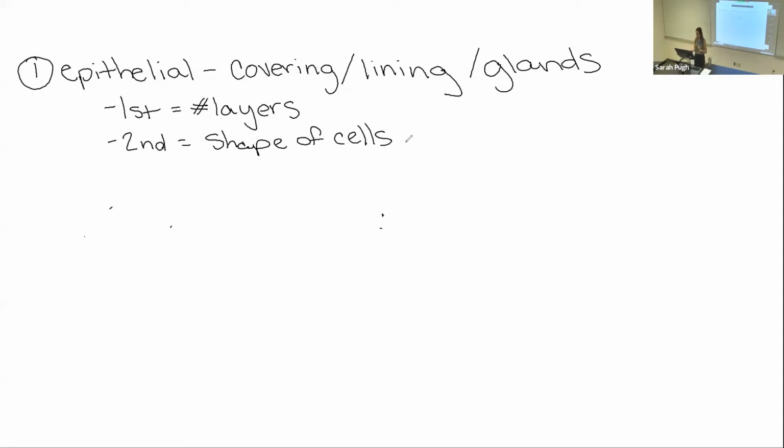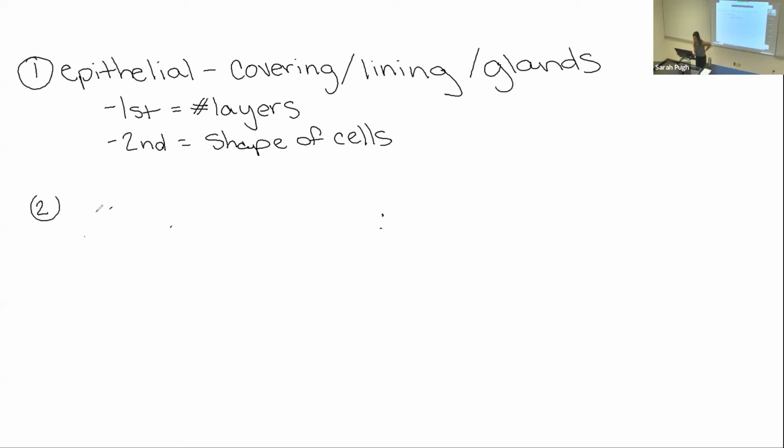We walked through all the simple types of epithelium, like simple squamous, simple cuboidal, simple columnar. We also talked about pseudostratified epithelium that kind of looks stratified, but it's really only one layer. And then we walked through our stratified epithelium.